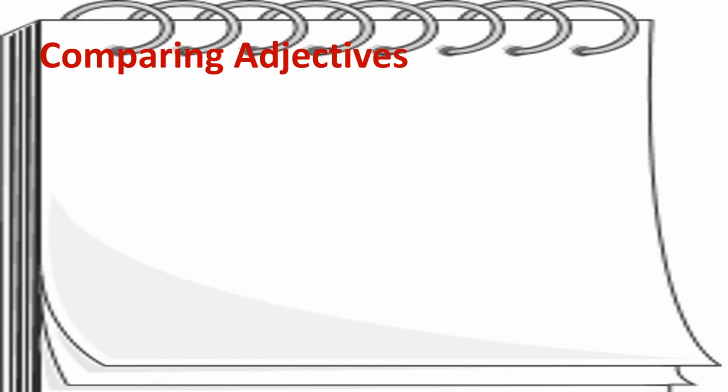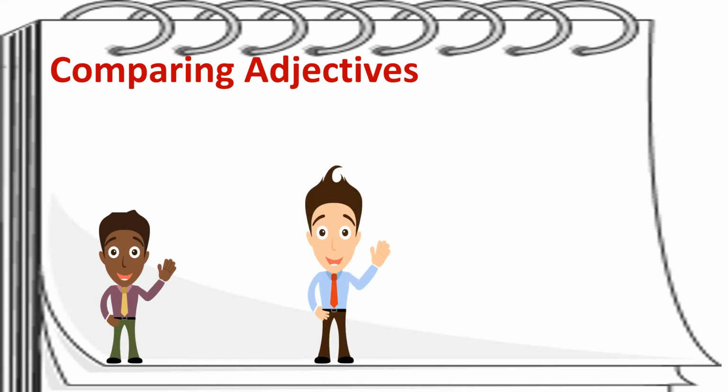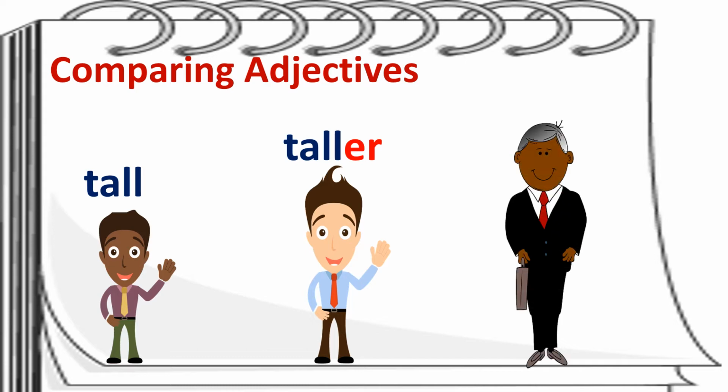We are going to look at comparing adjectives. So here we have two young men. We can say the first one is tall and the second is taller. We are comparing two persons. Therefore, we add er to the adjective. So we have tall and taller.